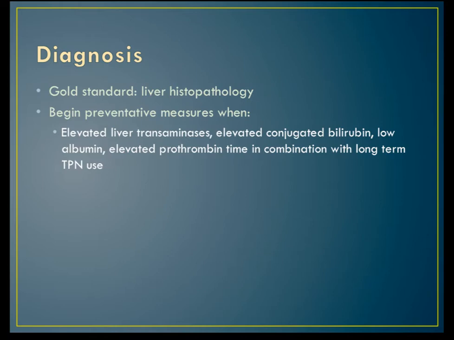The diagnosis of parenteral nutrition-associated liver disease is really made by taking a liver biopsy and actually visualizing the liver histopathology to see if there are changes. However, we implement preventative measures as soon as we can in the patients that we know are dependent on parenteral nutrition. As soon as we see any type of liver damage, we're going to start therapies to prevent the development of progressive liver disease. So at the first little bump in liver transaminases and conjugated bilirubin, we're already thinking about making sure that we're not getting permanent histopathological changes in the liver for as long as possible.